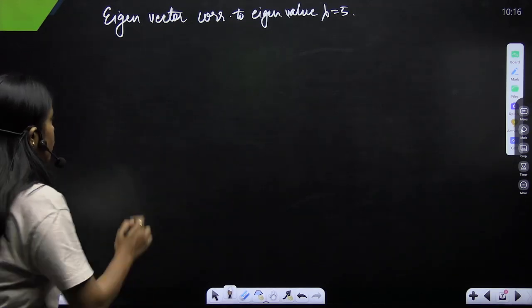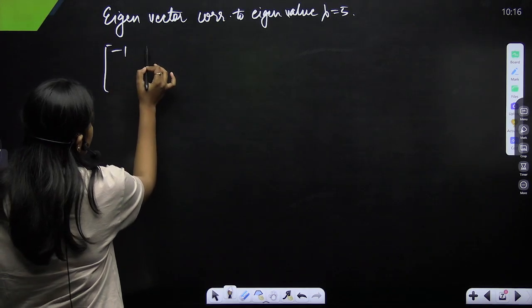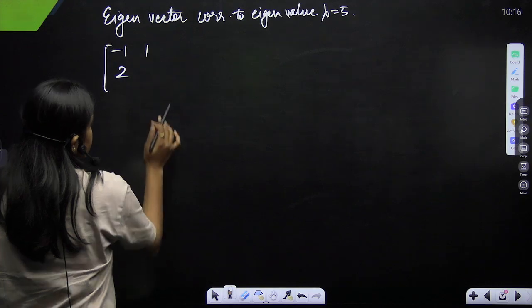Now let's try to solve it. So our matrix was 4 minus 5 minus 1 and 1 2 and what was there, let's check.